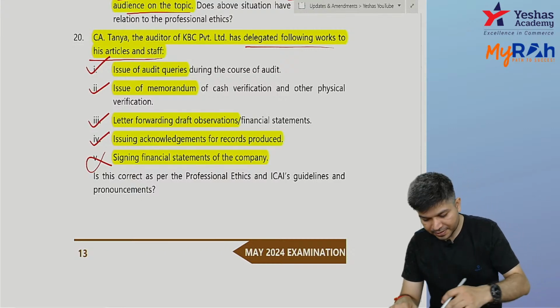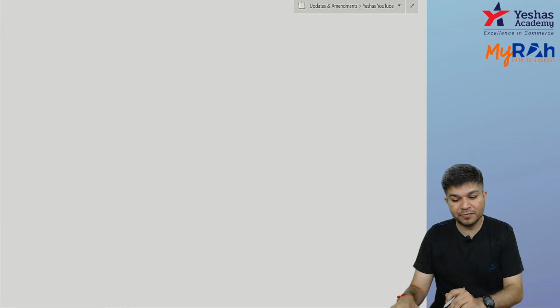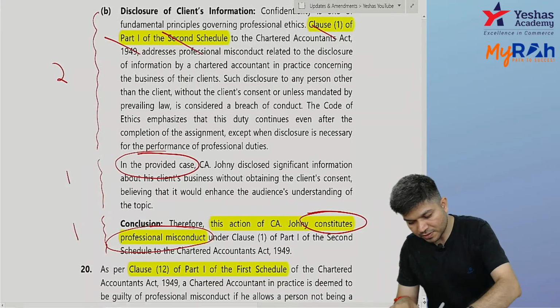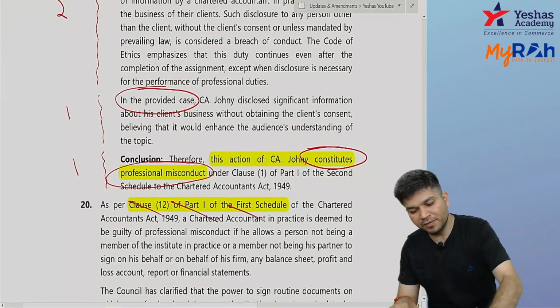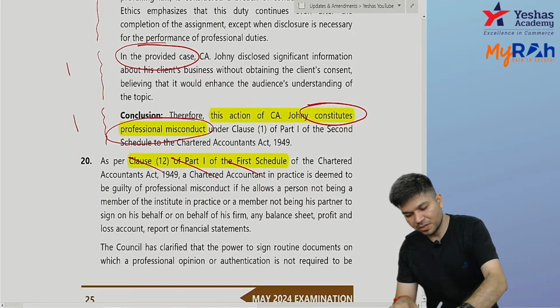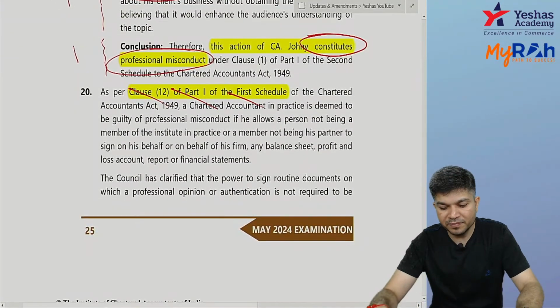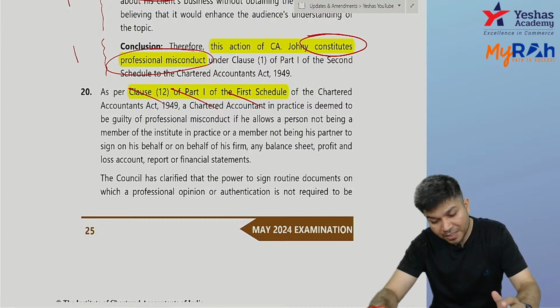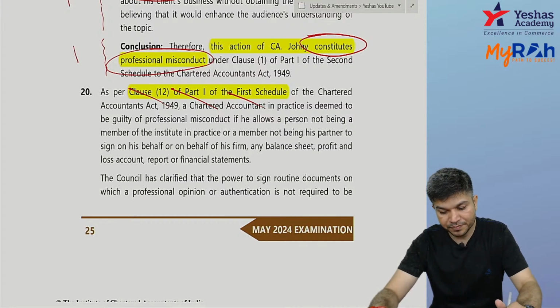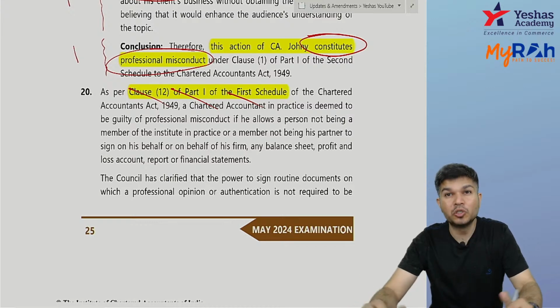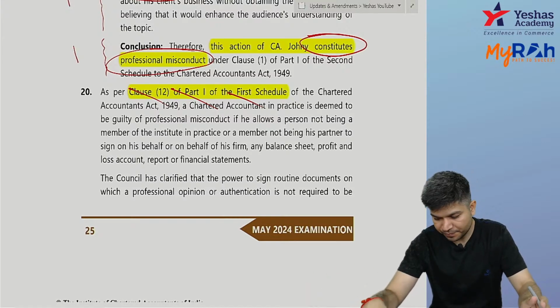So is he correct over here? First 4 is fine, 5th one is wrong. So I told you clause number 12, part 1, first schedule. You are deemed to be guilty if you allow any person not being a member of institute, or being a member not in practice, or being a member in practice but not your partner, to sign on your behalf or on behalf of your firm any balance sheet, P&L accounts or reports. Reports will include certificates also.